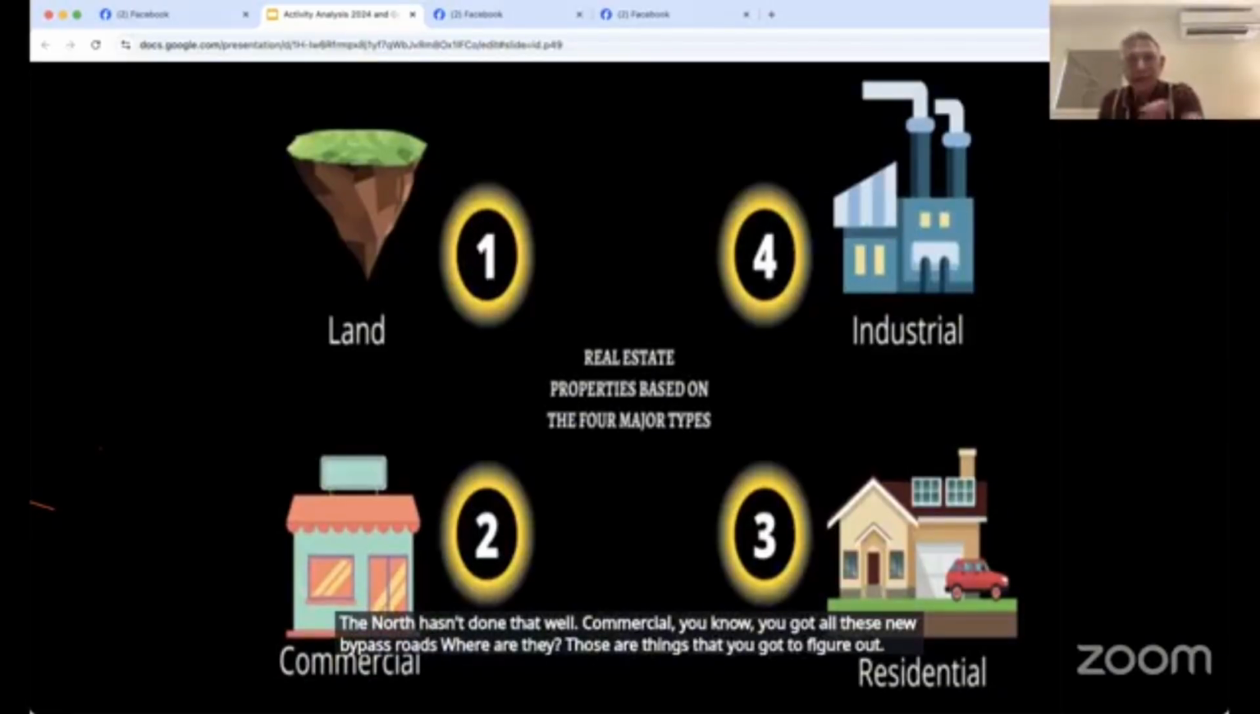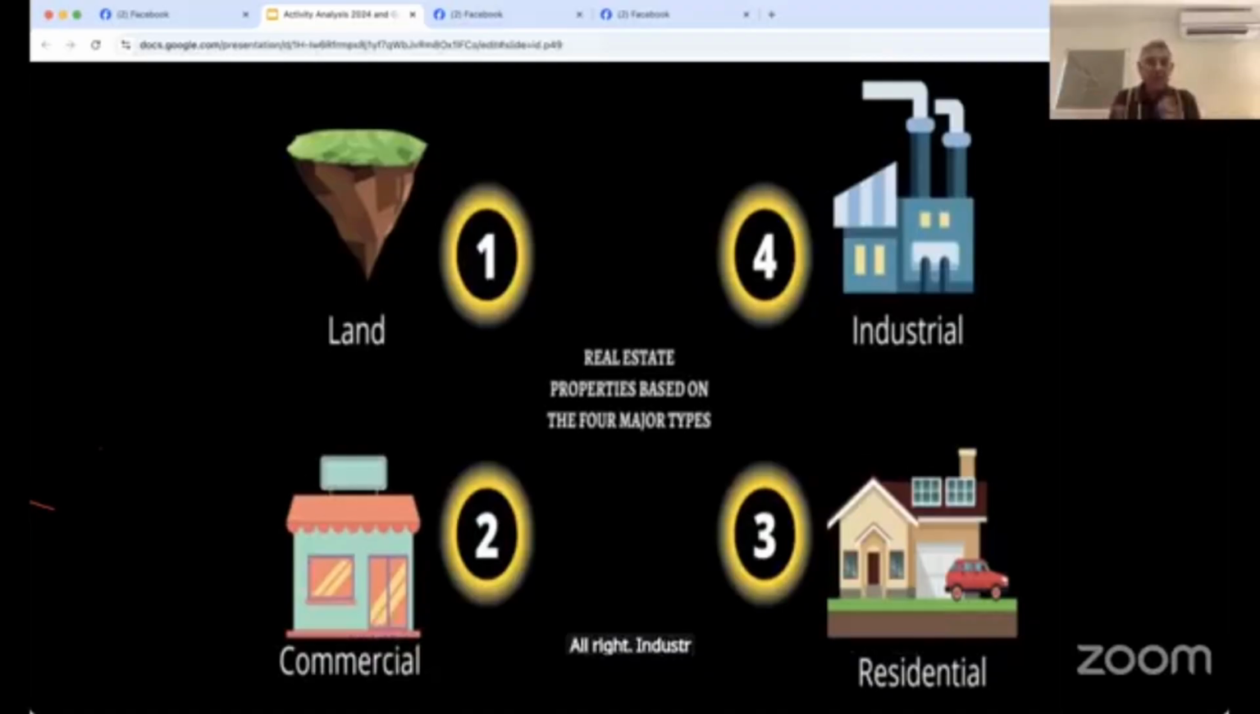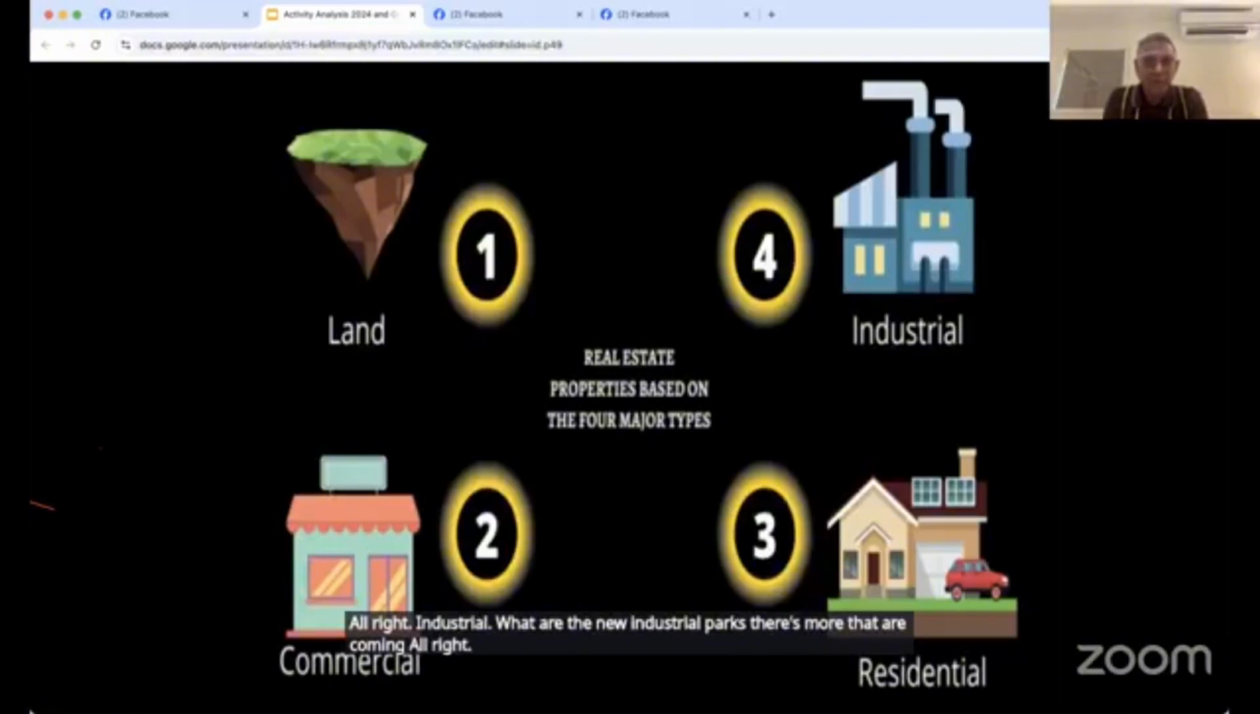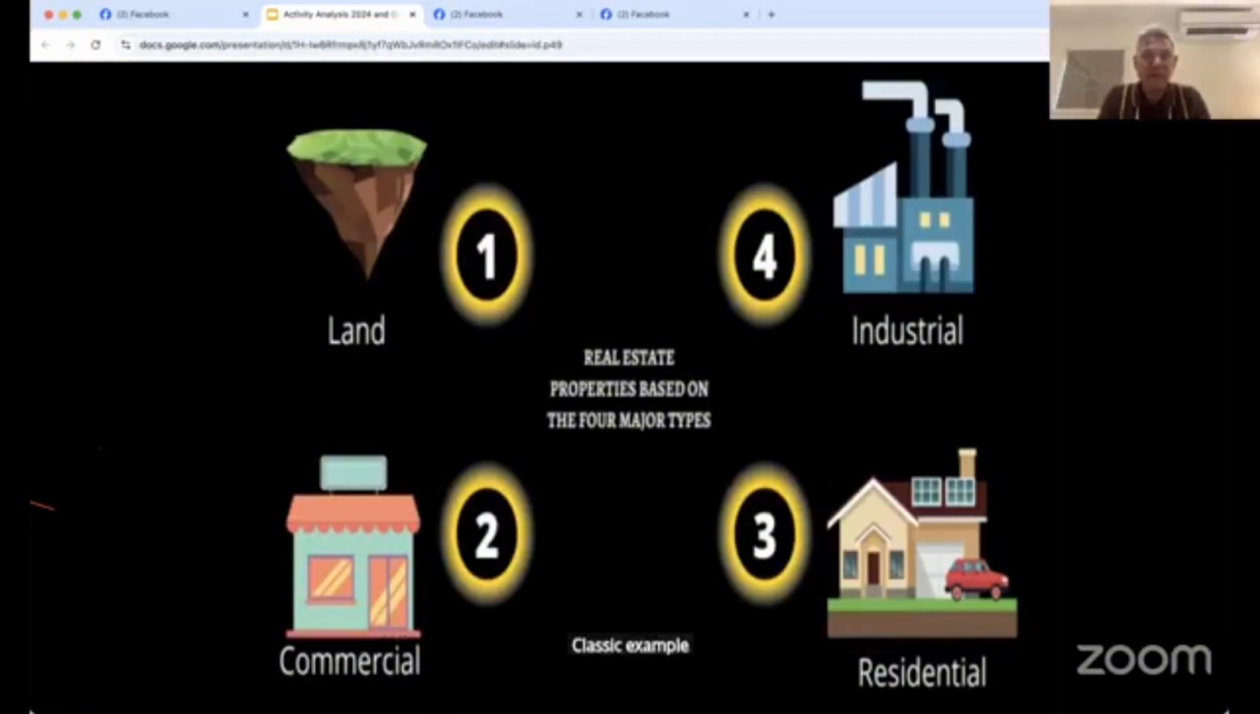Industrial, where are the new industrial parks? There are more coming. Residential, what are the areas that have corrected? There may be a buy right now, or subdivisions that are still growing and still at their infant stage. A classic example is New Valley. All right, next slide.